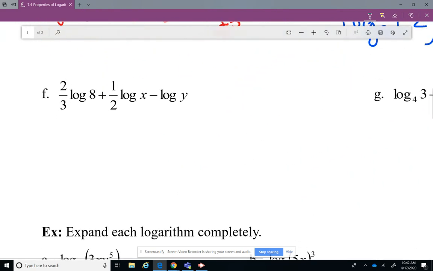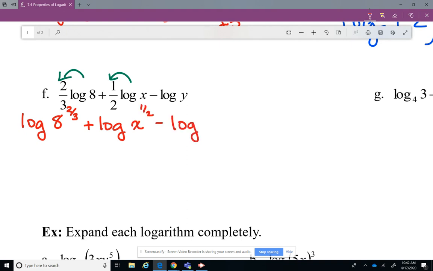All right, F. First thing we want to do is go get rid of all those coefficients. So look in front and look in front, and we got to take care of business right there. All right, so let's do log base 10 of 8, or we could just say log 8. We know the base is 10, to the 2/3, plus log of x to the 1/2, minus log of y. All right, so we've taken care of all the coefficients and we turn them into exponents. Check. Now we can see that all the logs are base 10, so that's a good thing.